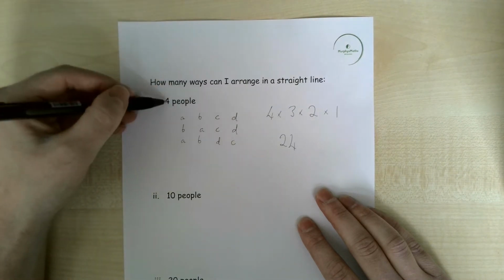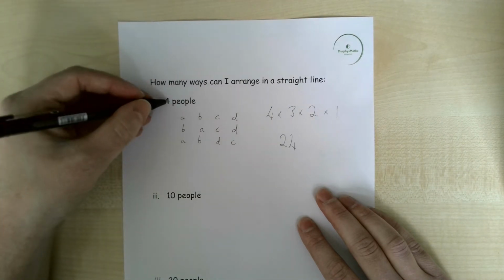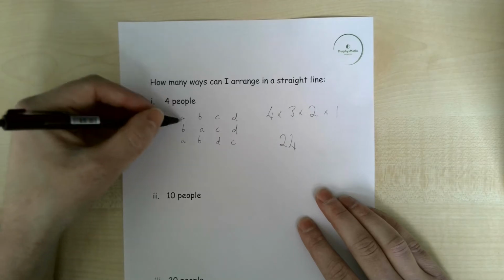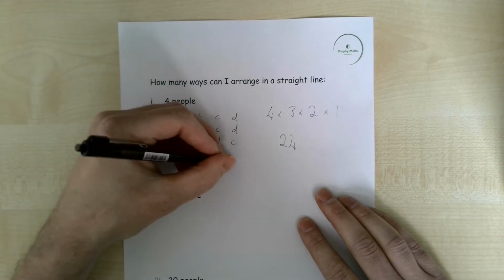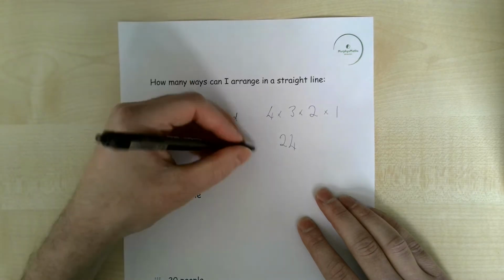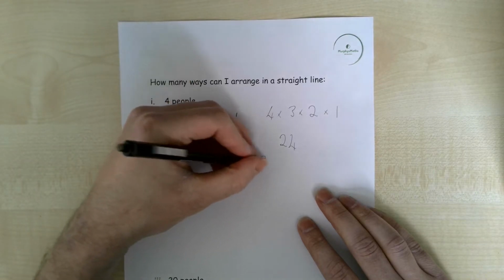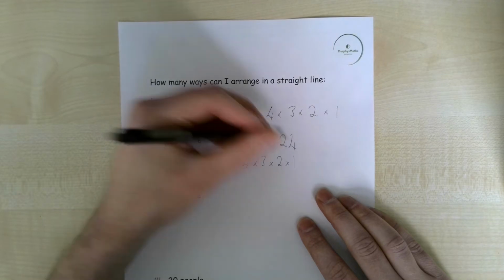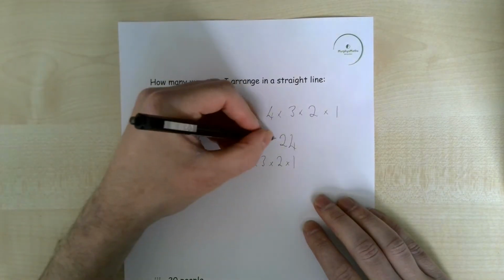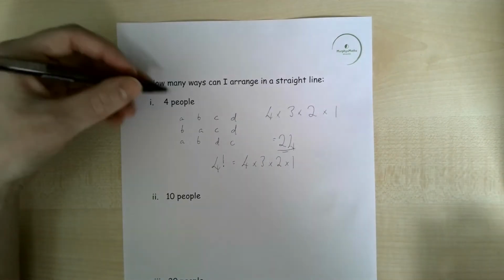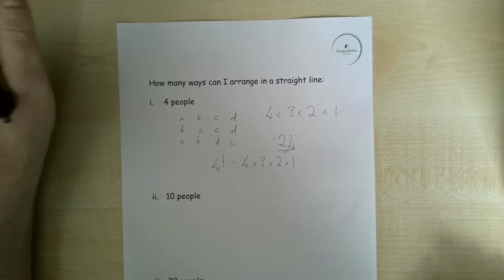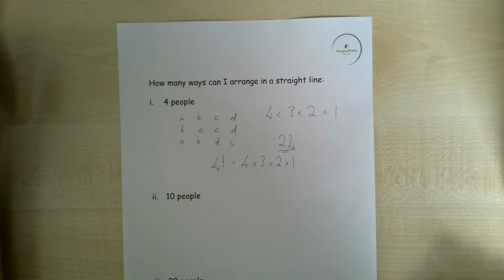Now a quicker way of looking at this, and this is where our factorials come into it, 4 people, we want to arrange them in different ways. It'll be 4 factorial, which means 4 multiplied by 3 multiplied by 2 multiplied by 1, which gives us that 24 again. So that is how we use it. You don't have to use it on this. You could just keep listing those letters, but it's more efficient to use the factorial.